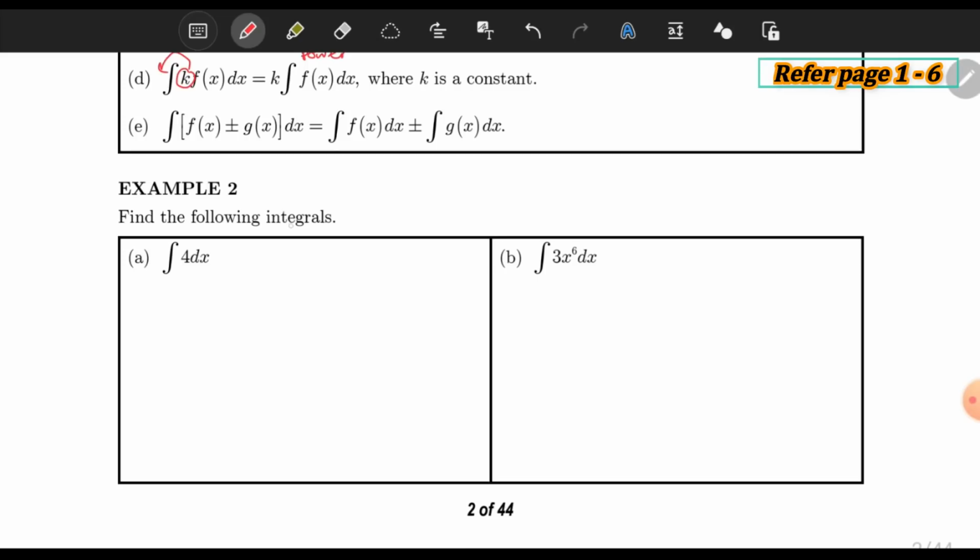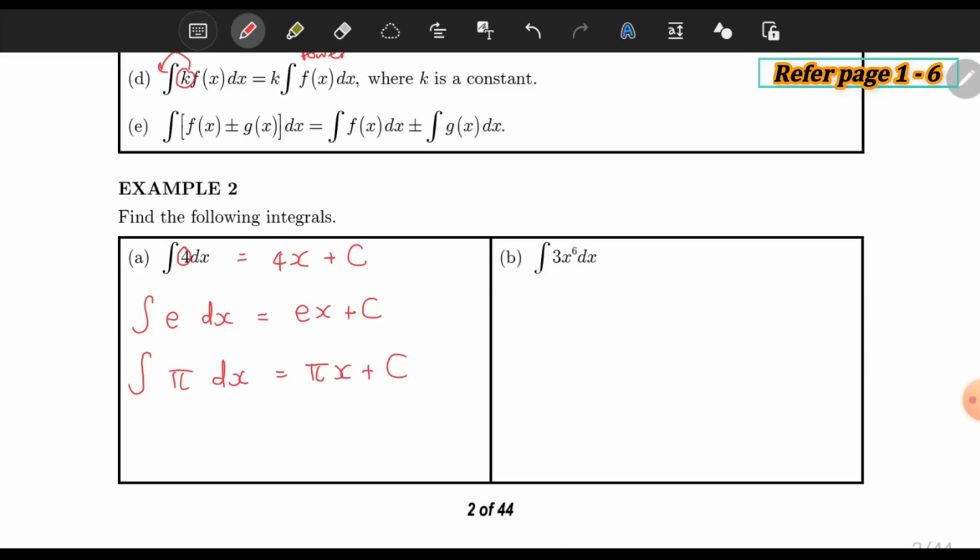Find the following integrals. A, we have integrate 4 dx. 4 is a constant, so we will get 4x plus c. If we have integrate e dx, the answer is ex plus c. If we have integrate pi with respect to x, pi dx equals pi x plus c.